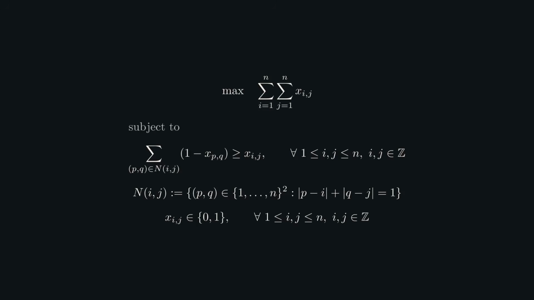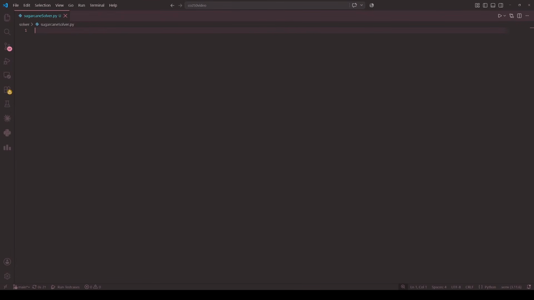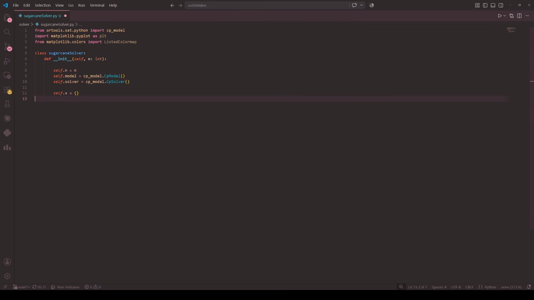And to solve this, we'll use Google's CP-SAT solver, which is designed for constraint optimization problems involving integer and Boolean variables. Now we can get started. Let's first import our required libraries, then define a sugarcane solver class, which contains our plot size n, an OR-Tools model, and the solver as well. We'll also define our variables x to be in a dictionary.